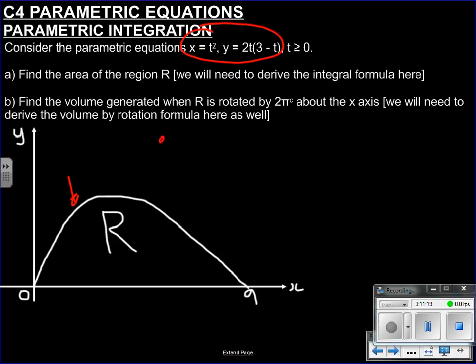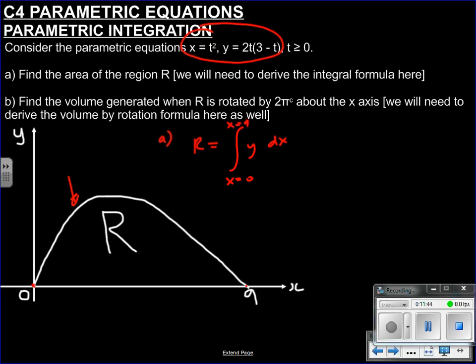So, for part A, to find any area, you can see on here, this is between x and y, when x is going between 0 and 9. It's exactly the same start. To find an area, you would integrate y with respect to x, between x is 0 and x is 9.